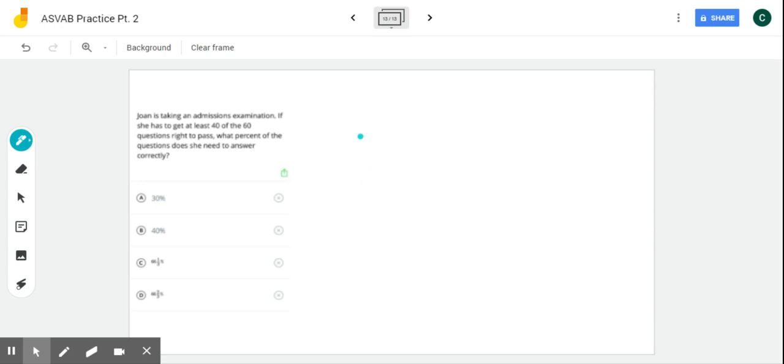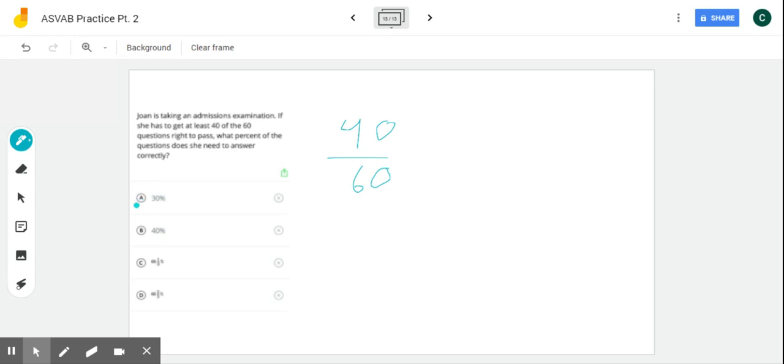All right, this wants to know if you have to get 40 out of 60 questions right, what percent is that? So really quickly, let's just look at our answer choices again. 60 out of 60 would be 100%, 30 out of 60 would be 50%. So I know that this is going to fall somewhere between 50% and 100%.